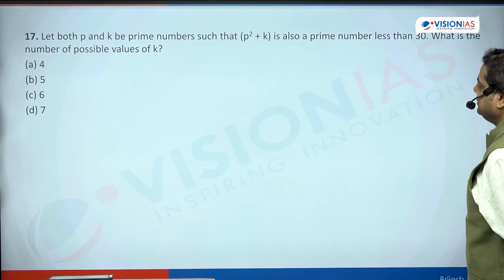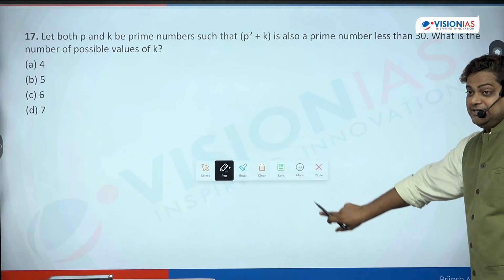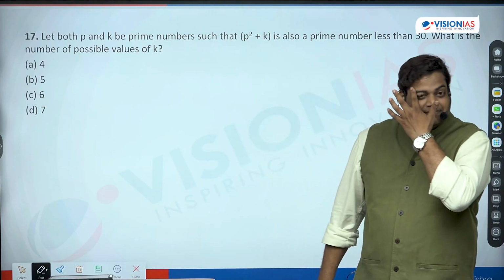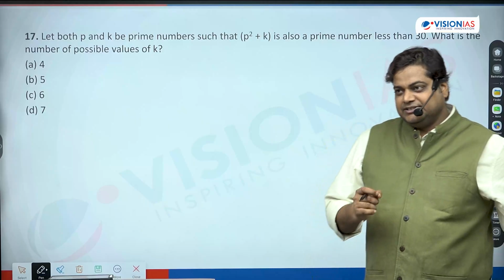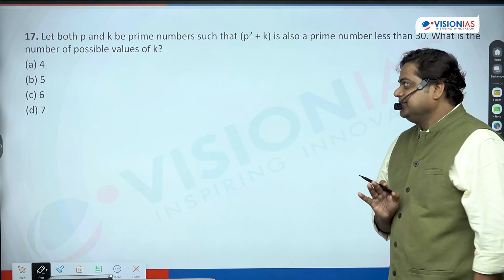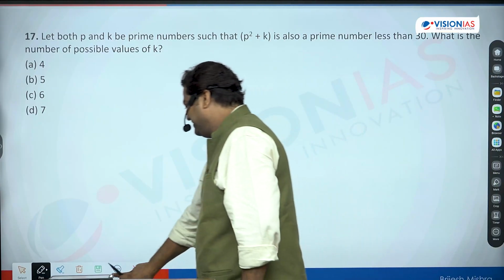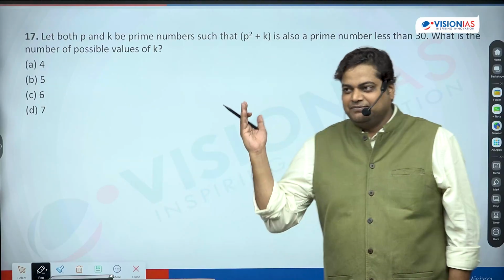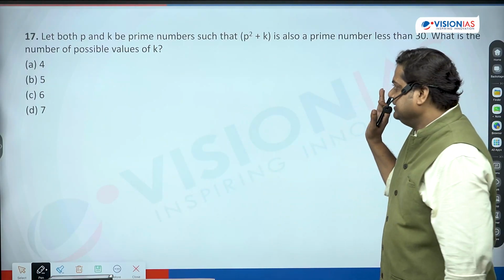Let both P and Q. See these kind of questions. When they are asking possible values, the first instinct must be to skip it and mark it at the end. If we get some time, we are going to get it.